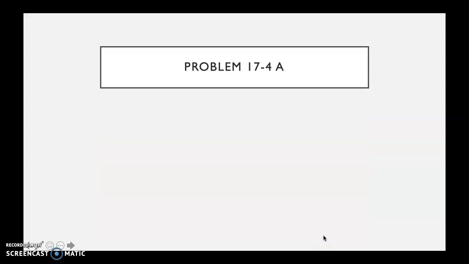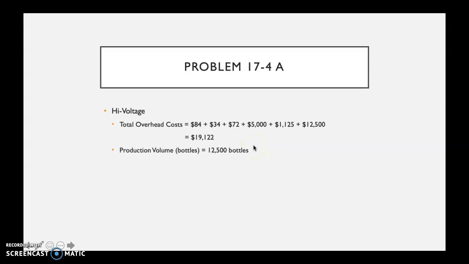Now we need to sum them up. So when we add those 6 amounts up from the previous slide, we're going to get a total overhead cost of $19,122. Now, we need to figure out the total overhead cost per bottle. That's what the question asks.